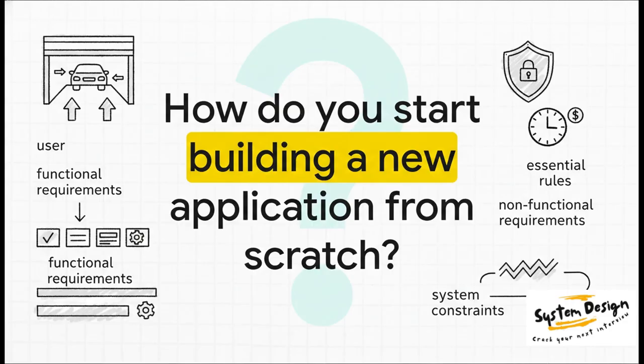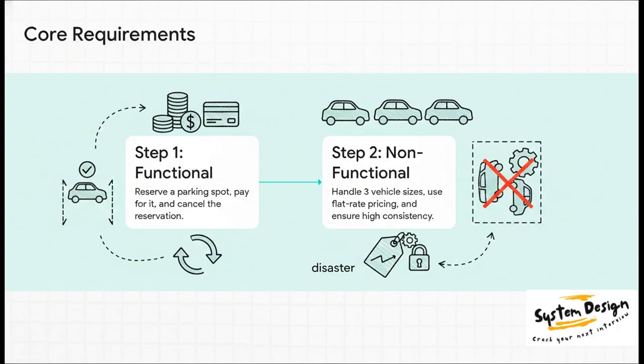It always starts right here by defining the requirements. And we split them into two buckets. What the user can physically do, we call those functional requirements, and the rules the system has to live by, the non-functional requirements. So let's break it down. Functionally, it's pretty straightforward, right? A user needs to be able to reserve a spot, pay for it, and of course, cancel if their plans change. But the non-functional side, that's where the real design challenges are.